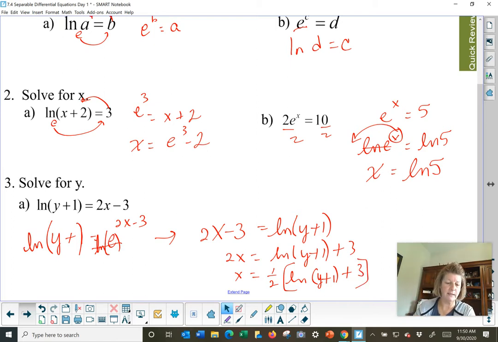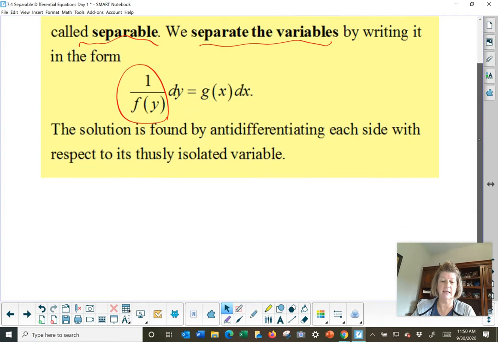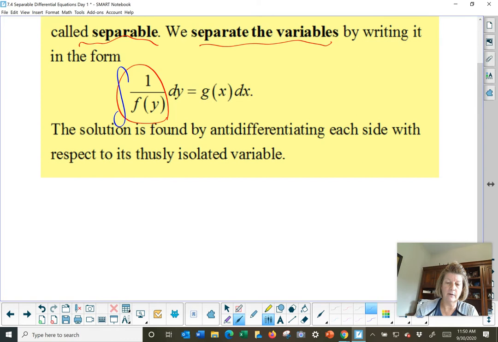Quick review on logs, natural logs, that sort of stuff. Differential equations of the form dy dx equals f of y, g of x. Notice this is a function in terms of y, this is a function in terms of x, is called a separable differential equation. We can separate the variables by writing it in the form 1 over f of y times dy equals g of x times dx. And then the solution will be found by integrating both sides.